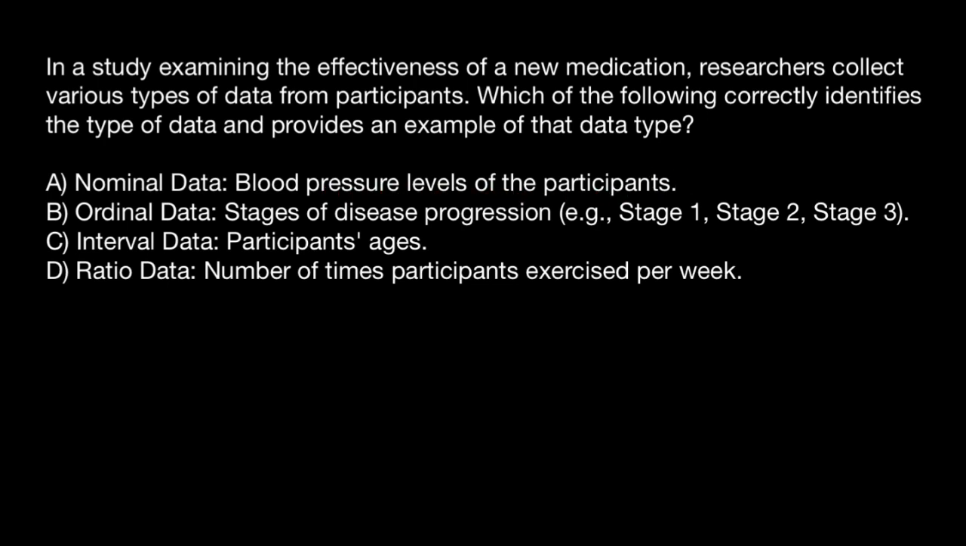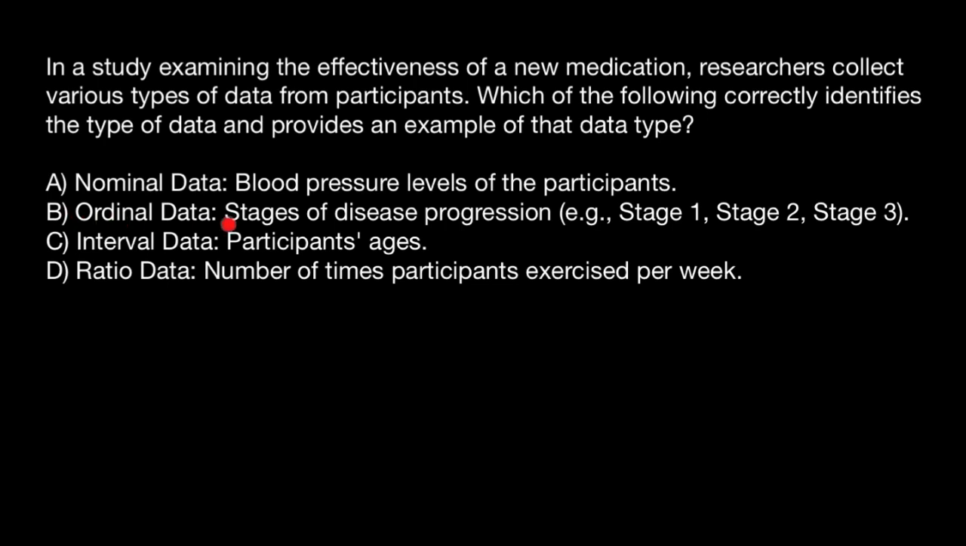Nominal data are categories without a natural order or ranking, for example, blood type or gender. Blood pressure levels are not nominal as they have a natural order.